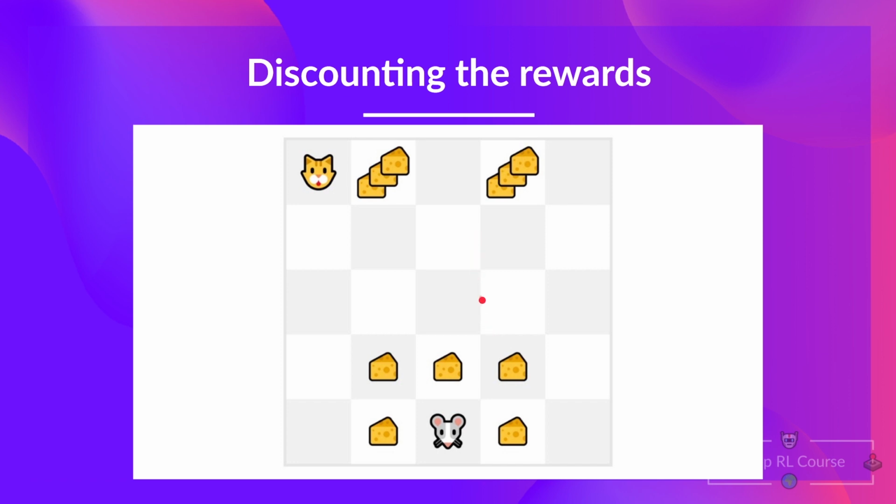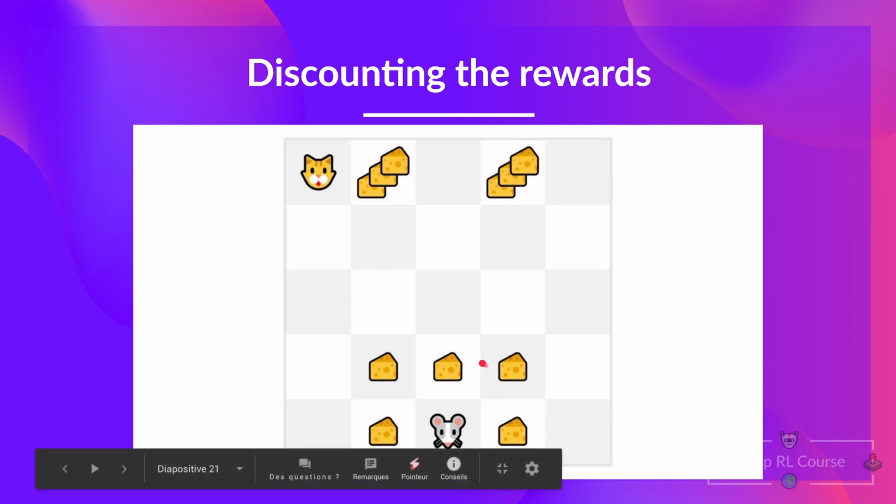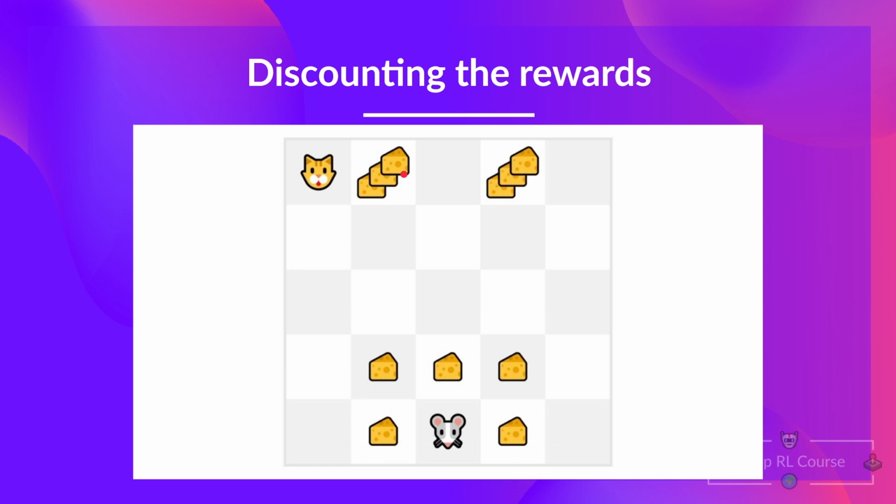As we can see in this diagram, it's more probable to eat the cheese near us than the cheese close to the cat because the closer we are to the cat, the more dangerous it is. As a consequence, the reward near the cat, even if it's bigger because there is more cheese, will be more discounted since we are not really sure that we'll be able to eat it before the cat eats us. So, to discount the reward, we'll proceed like this.